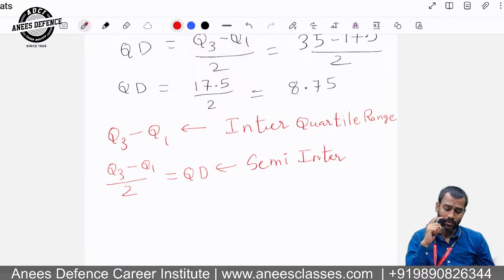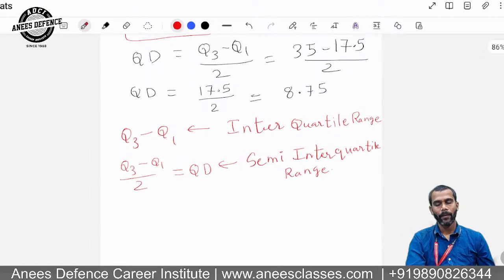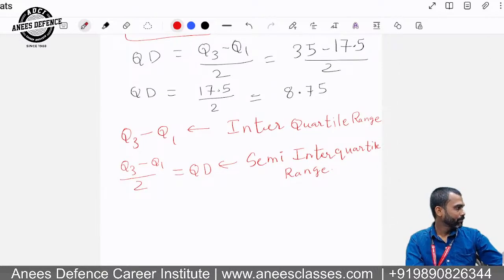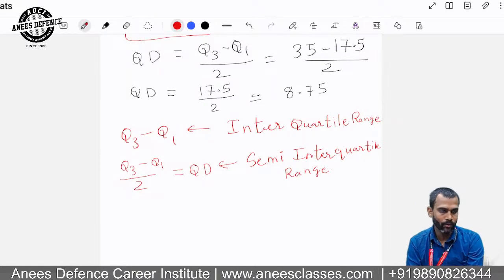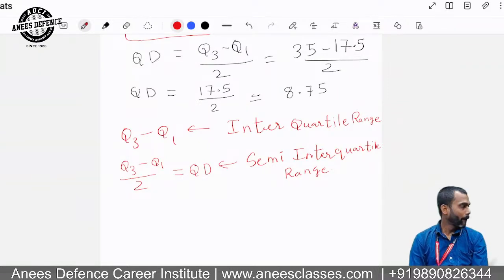Q3 minus Q1 upon 2 is also known as the semi-interquartile range. Is there any doubt? Shall we move ahead? So we are done with quartile deviation. When is quartile deviation 0? If Q3 and Q1 are both equal, that is, all the observations are equal, then quartile deviation will be 0.